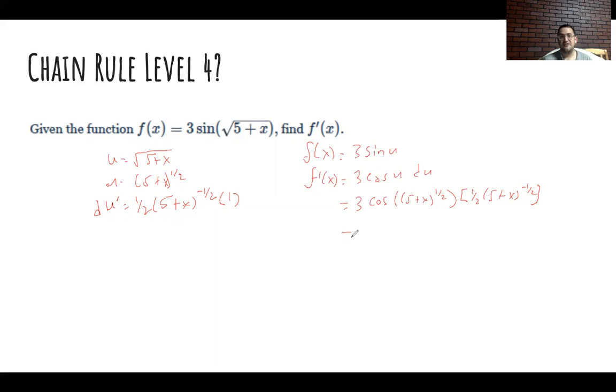And I'm just going to take inventory. The 3 cosine goes in the numerator. Now we'll just call this 5 plus x square rooted. And then I have a 1/2, so the 2 goes in the denominator, and the 5 plus x square rooted goes in the denominator as well. So that's probably about as hard of a chain rule as you're going to get. I call it the meta chain rule because you have a chain rule within a chain rule.